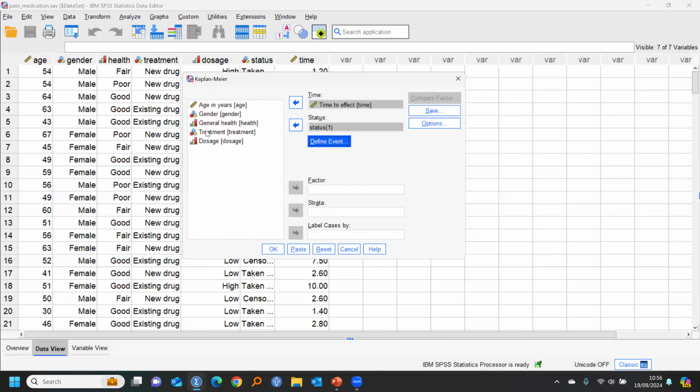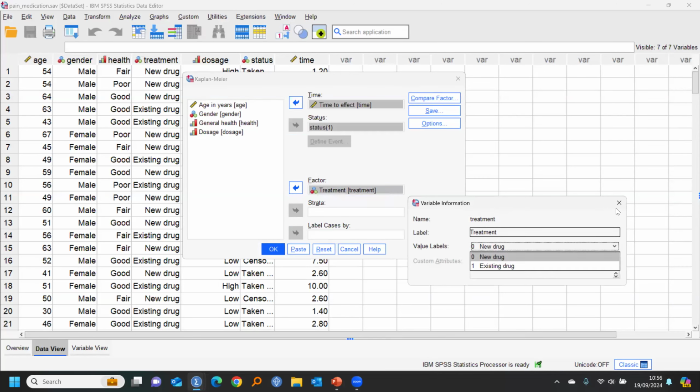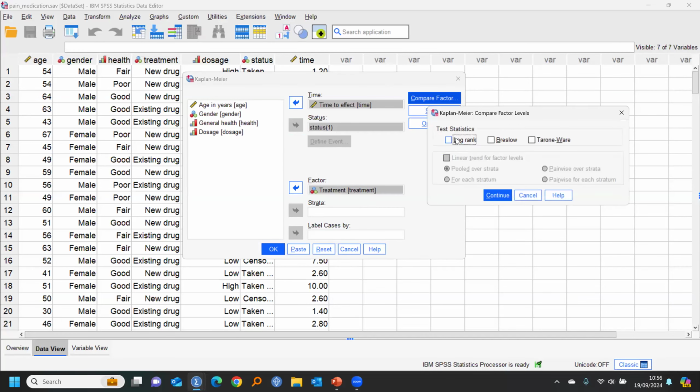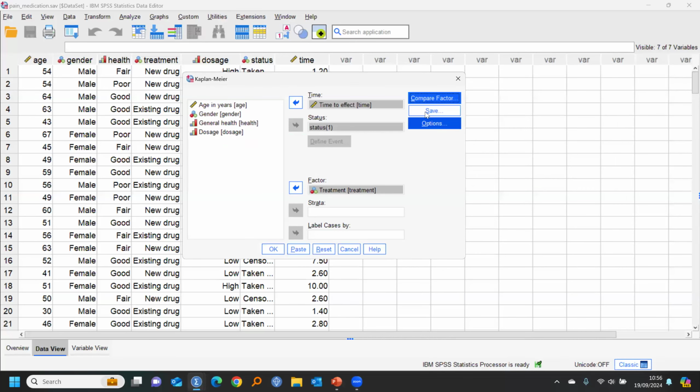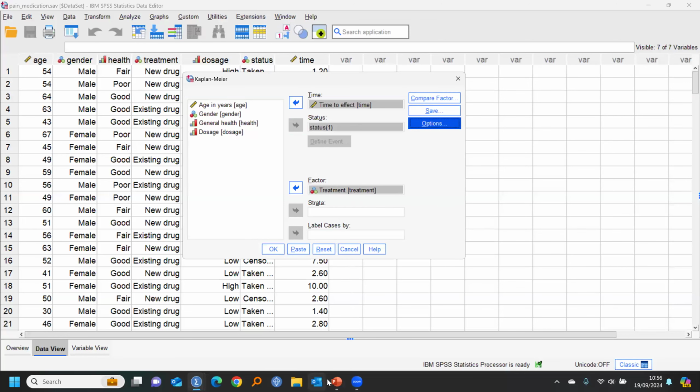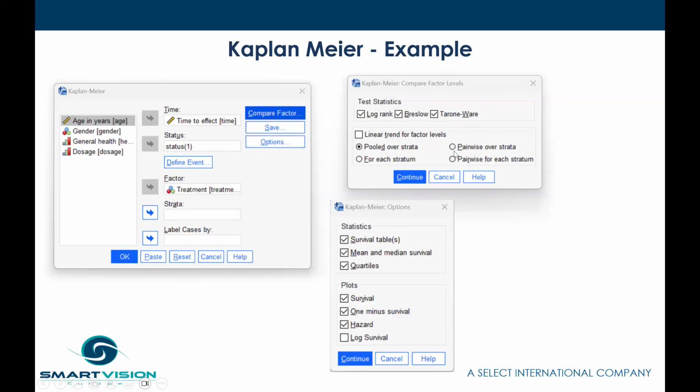And then I'm going to put in the treatment type. That's going to be what's called the factor variable, and that has the new drug or the existing drug. And then I'm going to ask it to do a couple of statistical tests for me, and to produce some plots for me. There we go. Click continue at that point. So these are my settings that I'm creating here to rerun this.